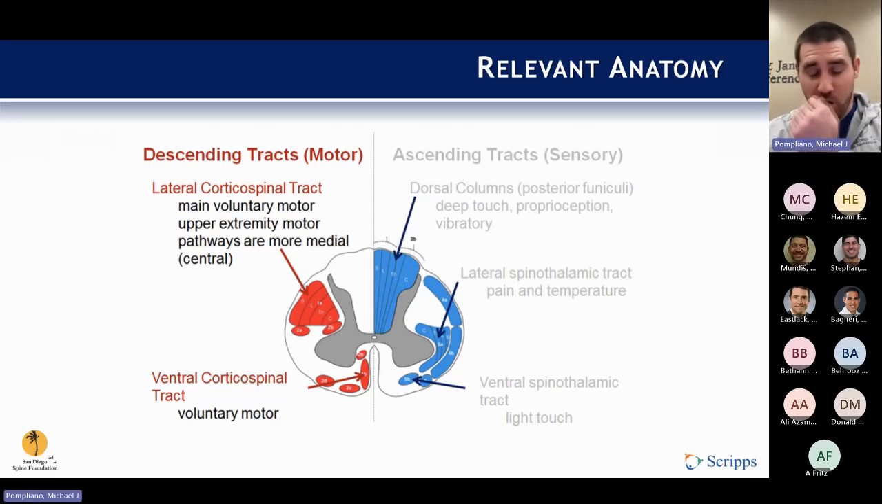So relevant anatomy: we're talking about monitoring the spinal cord, so it's really important to know the spinal cord anatomy and the different tracts that are involved. We'll be talking about the lateral corticospinal tract, controlling voluntary motor, with the upper extremity being more medial than that, and the lower extremity being more on the periphery. We'll also talk about the dorsal columns, controlling deep touch, proprioception, and vibration, as well as some of the others, which we'll get to.